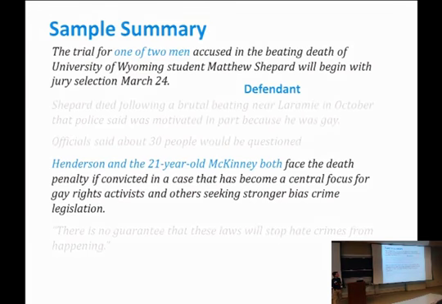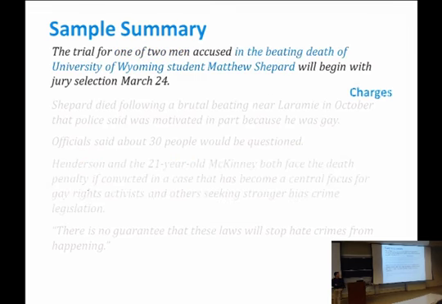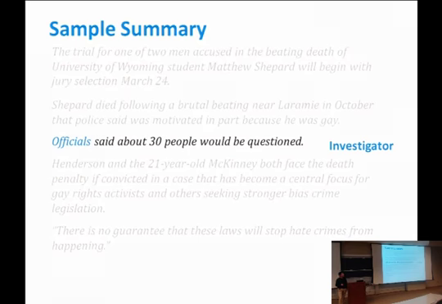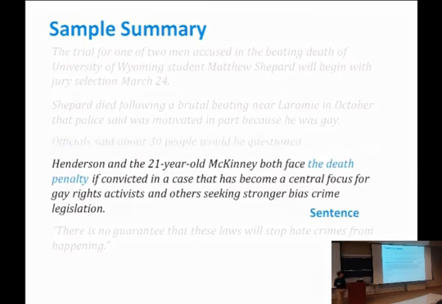So it's able to show that it's a trial for one of two men, and their names are Henderson and the 21-year-old McKinney. And the charges that these men face is that they're charged in the beating death of University of Wyoming student Matthew Shepard. The reason for the trial: Shepard died following a brutal beating near Laramie. The investigators, as well as the potential sentence: they face the death penalty if convicted. So far, all of these aspects were annotated in the data set and expected.